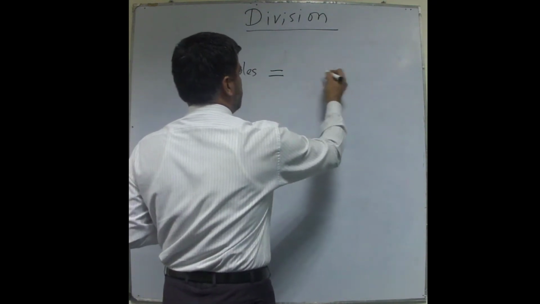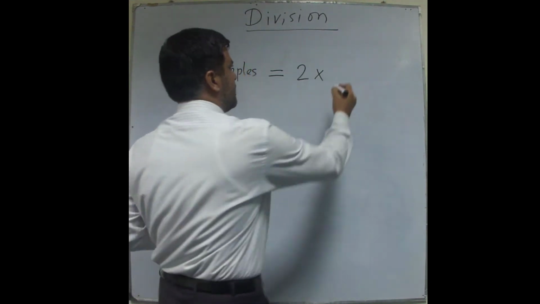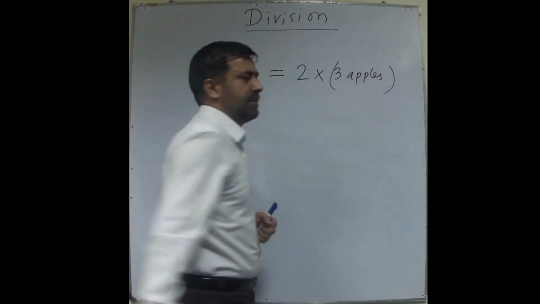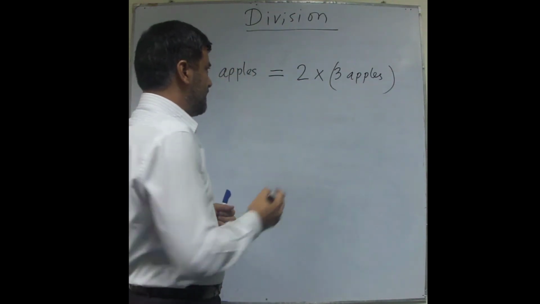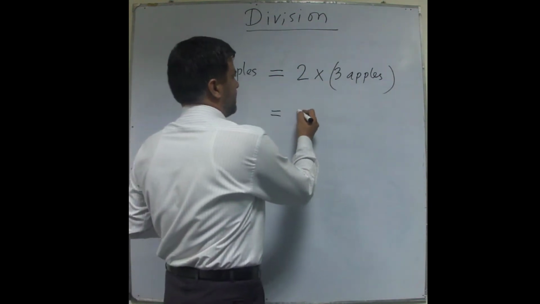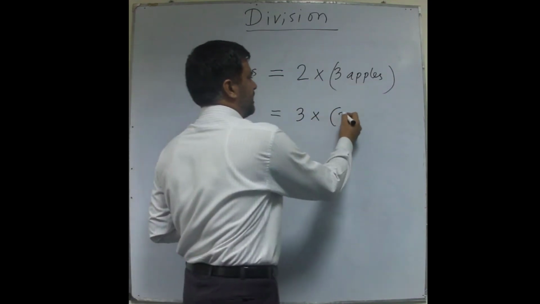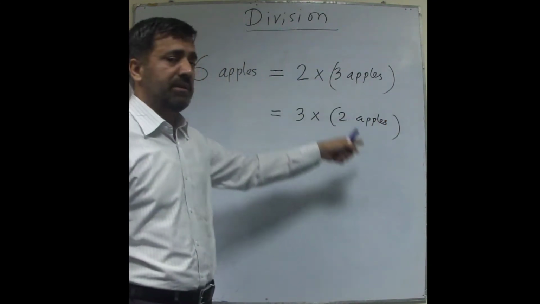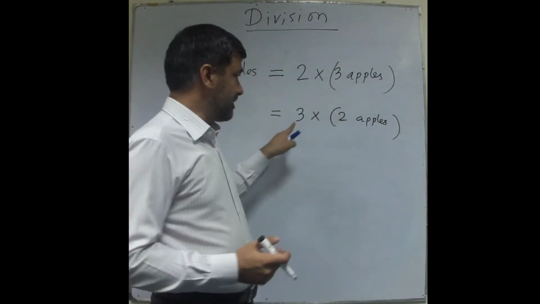I can have 2 groups, each containing 3 apples. So this is standard multiplication, you know it. But I can also see this as 3 groups, each containing 2 apples. And why can I do that? Because if I ignore the apple, if I ignore the denomination, if I look at 6, I know 6 is 2 times 3, and it is also 3 times 2.